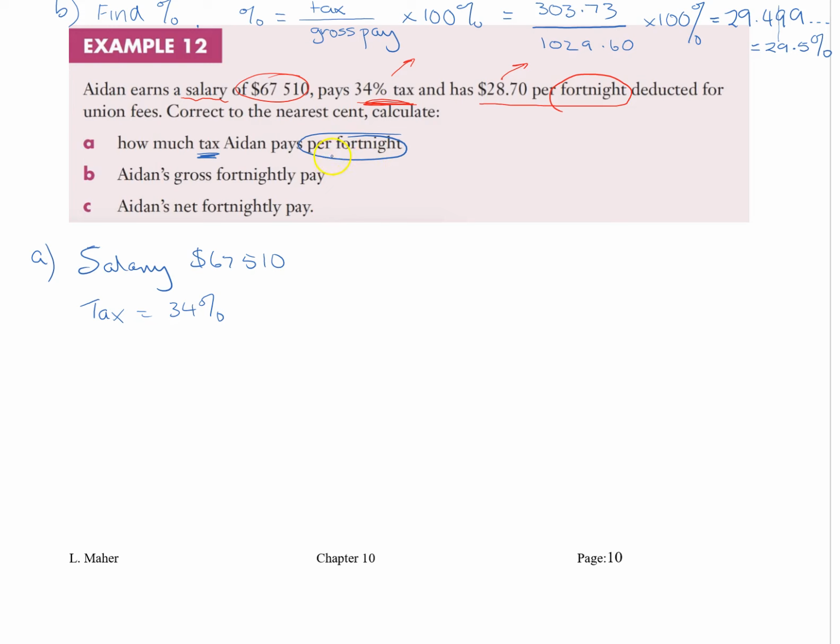How much tax does he pay per fortnight? So we want to know his fortnightly pay. I'm going to write that over here. Fortnightly pay would actually be, when we see salary, we think 52.18. When we see fortnight, we're thinking 26.09. So it's this 67510 divided by 26.09.